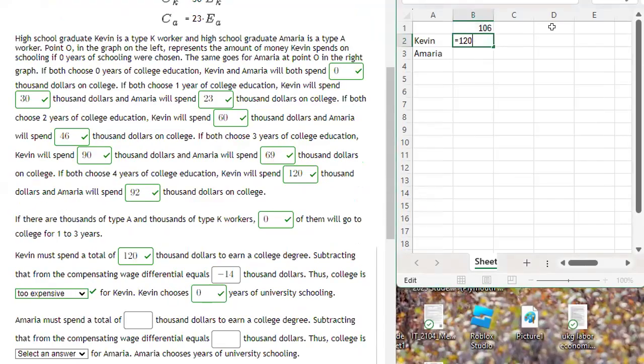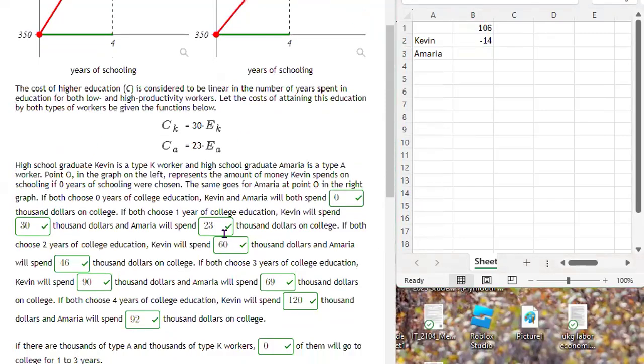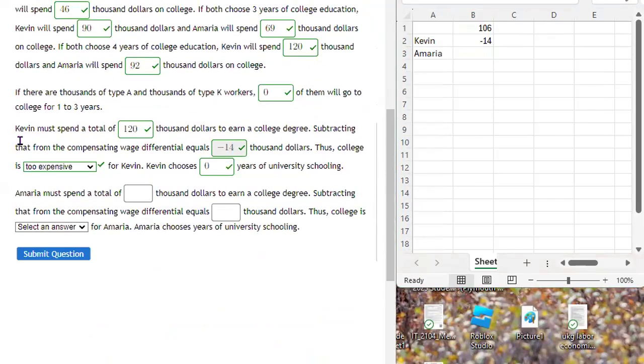I guess it wants me to take the compensating wage differential and subtract off the 120,000, right? So let's resubmit that. Okay, subtracting that from the compensating wage differential. So it would be negative, right?